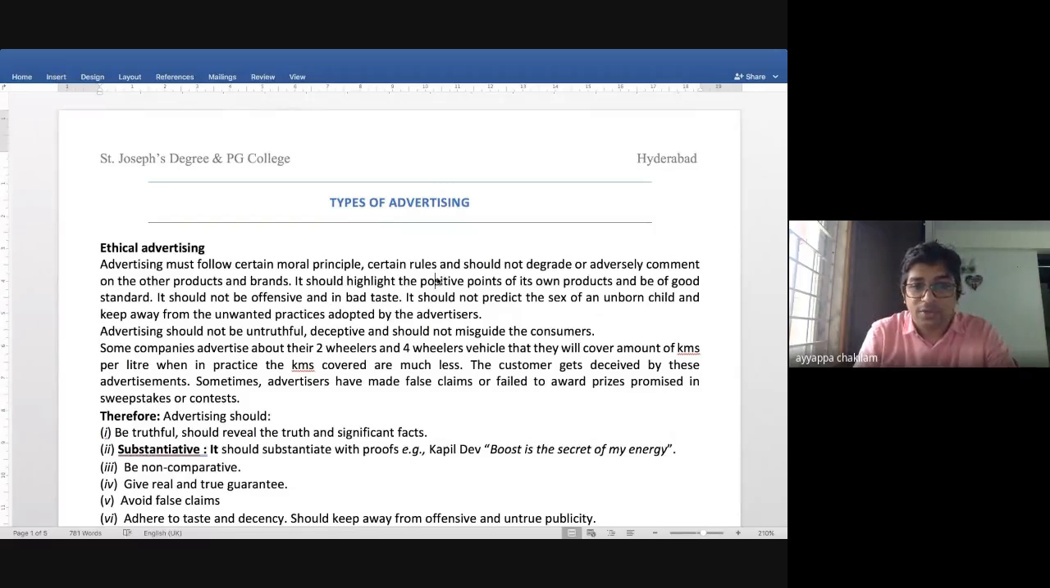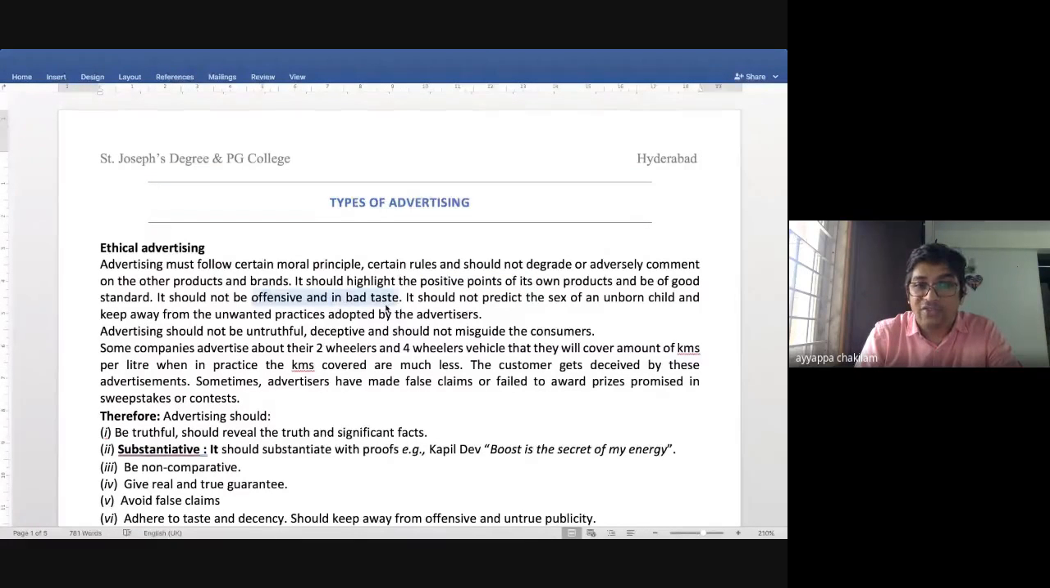It should highlight the positive points of your own products and be of good standard. What are the positive points? What are the good attributes? What are the features of your product? Along with that, what are the other benefits that you get by consuming the product? That can be really shown, but not the competitors' negative points.